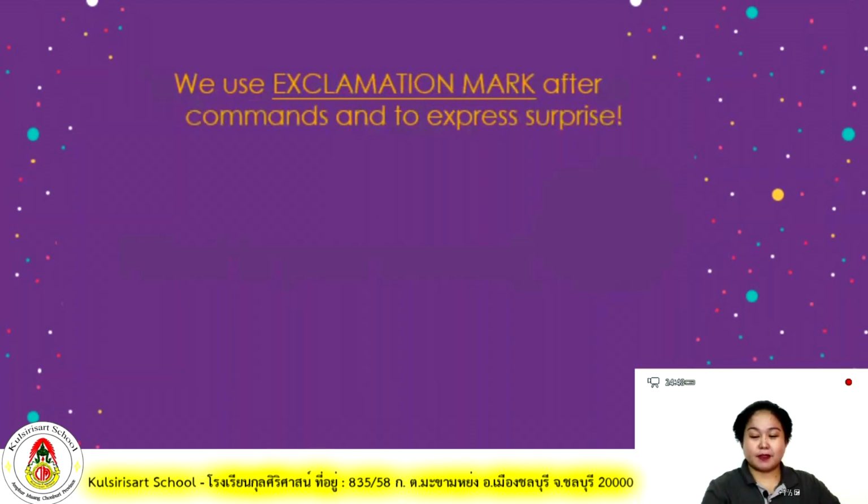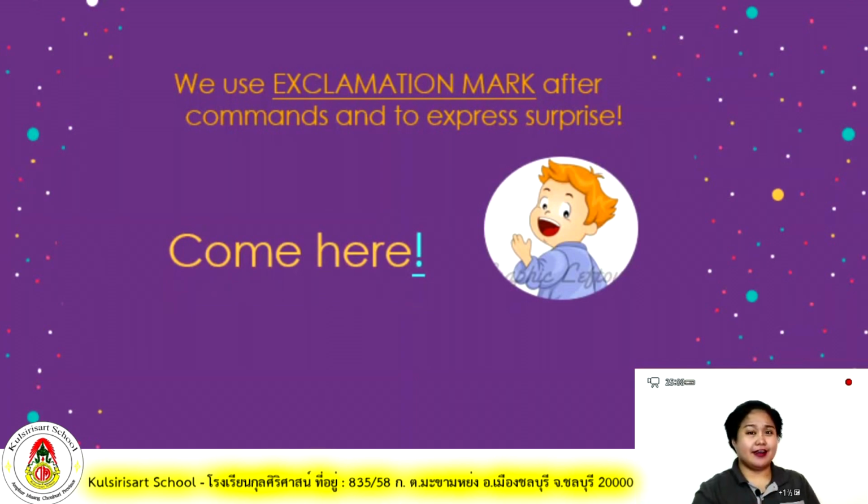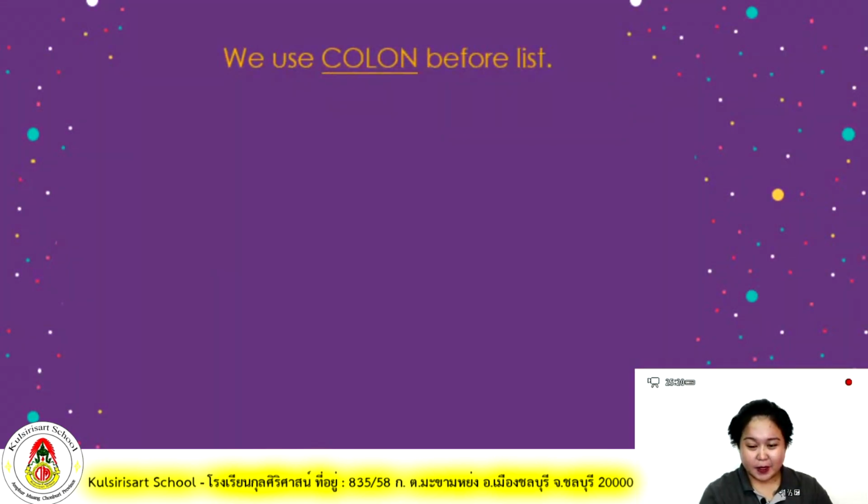Very good. Next, how about exclamation mark? Can you say exclamation mark? Very good. When do we use exclamation mark? We use exclamation mark after commands and to express surprise. For example, come here. Can you say it again? Come here with emotions. Come here. Louder. Very good.